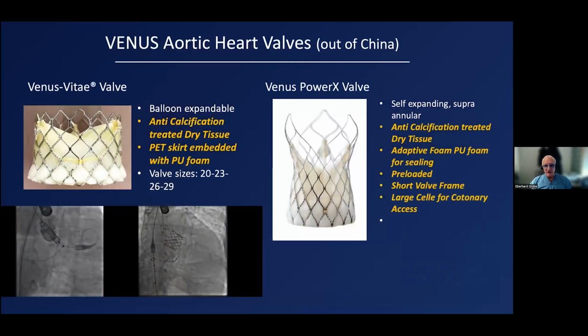The Venus aortic valves outside China, the Venus Vita valve and the Venus Power X valve, both valves have anti-calcification treated dry tissue, an adaptive foam PU for sealing. On the Venus Power, it's preloaded, has a short valve frame and large cells for coronary access.